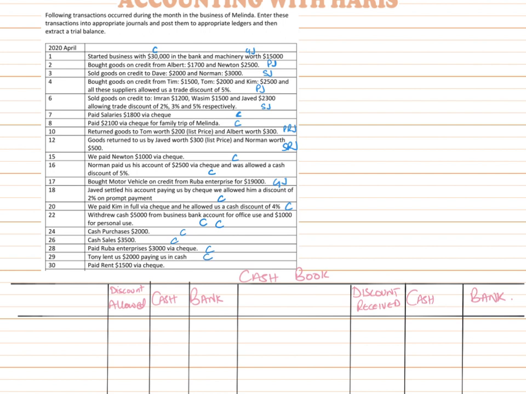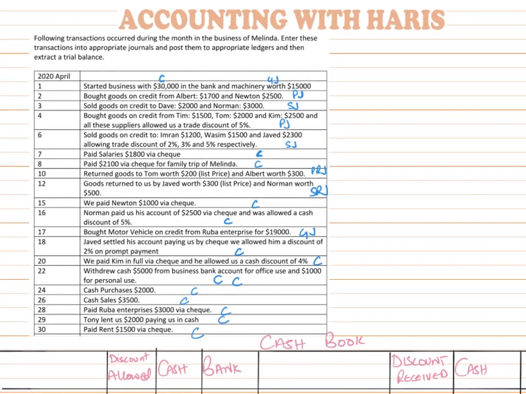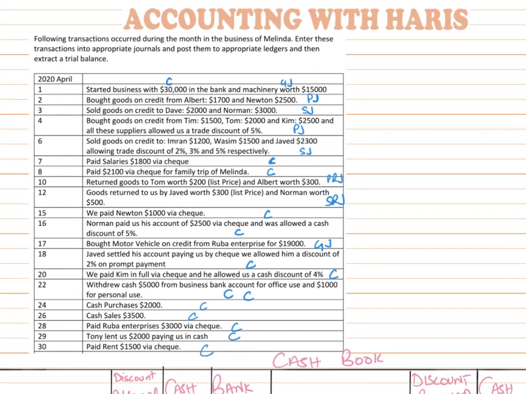Paid rent via check, so this also involves cash book because bank is involved over here. Now we're going to post all the transactions that involve cash or bank, which we identified would be recorded in cash book, into the cash book. So let us start off with the first transaction. The first transaction, as you can see, says started business with 30,000 in the bank. This part would be recorded in cash book.